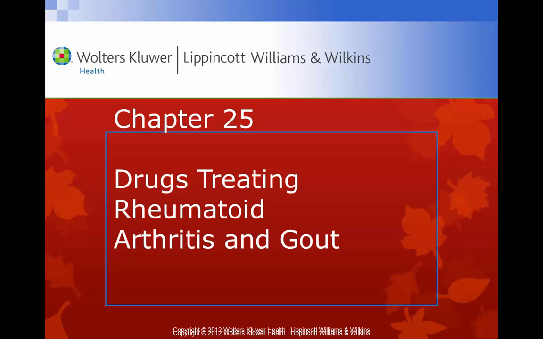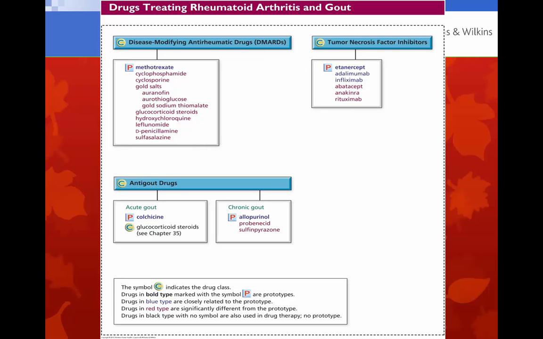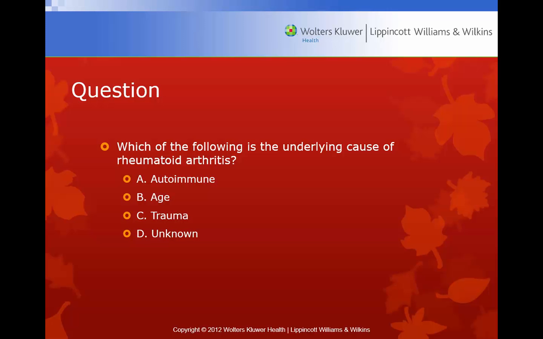This is the lecture for Chapter 25, Drugs Treating Rheumatoid Arthritis and Gout. Here's your concept map for those particular drugs we'll be covering in this lecture. Which of the following is the underlying cause of rheumatoid arthritis?